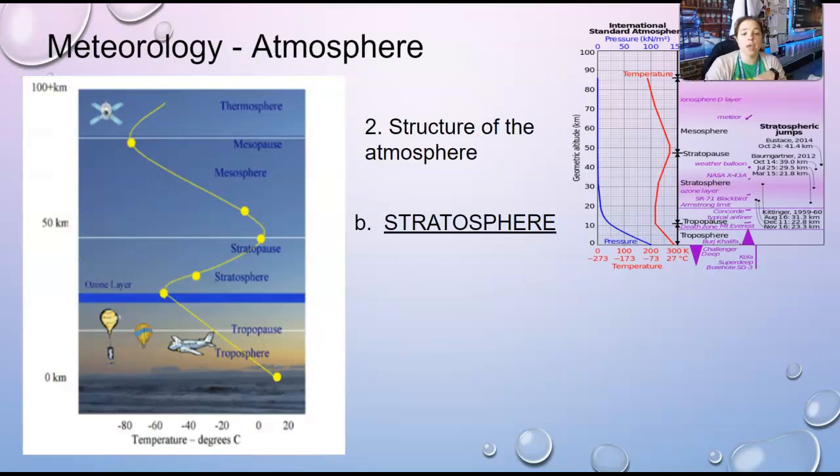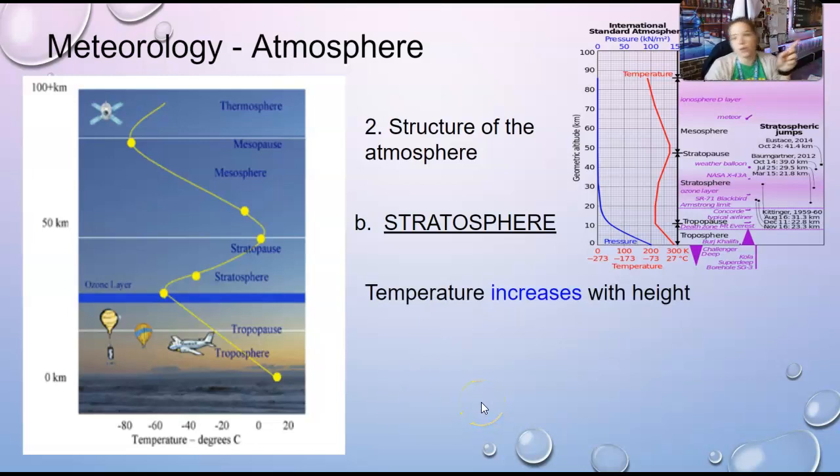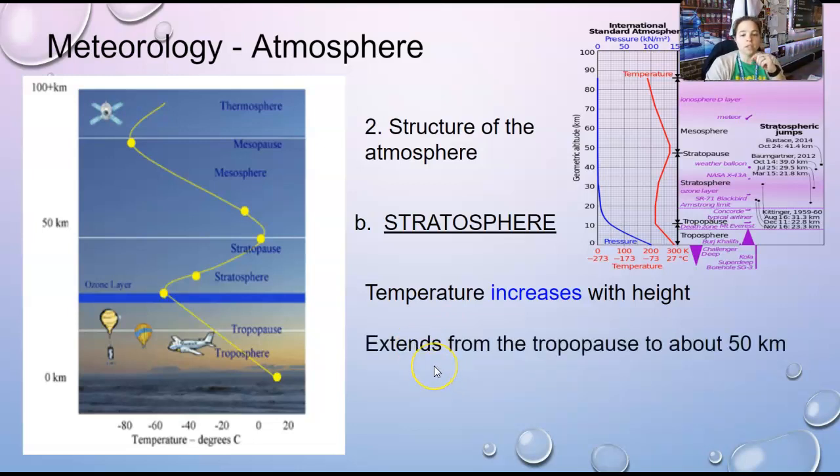The next thing we're going to look at is the stratosphere that is above. So we have the troposphere and then the stratosphere. One thing you're going to notice is that the temperature does increase as you go up. So the troposphere decreases, the stratosphere increases with height. And it extends from the tropopause, which is this layer in between, to about 50 kilometers. One of the things you'll notice, the ozone layer is in there.